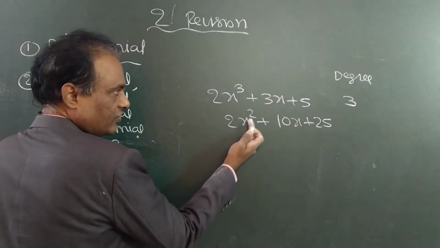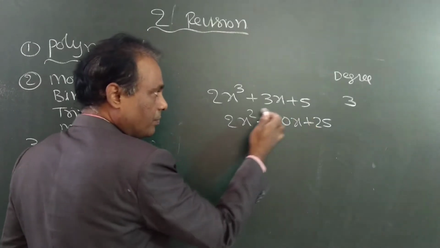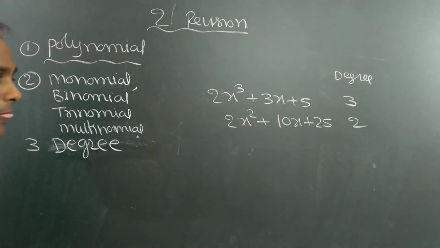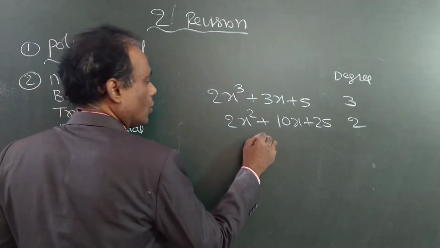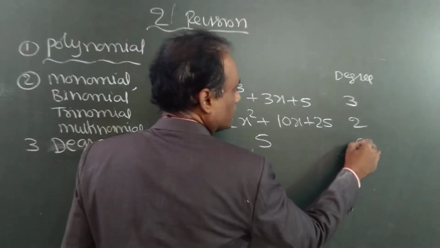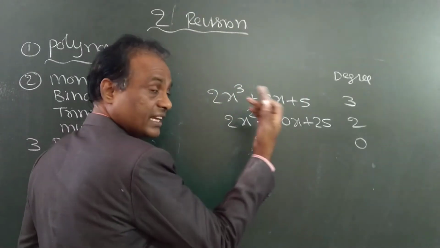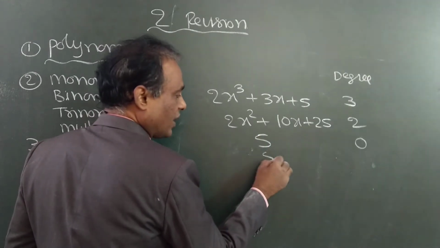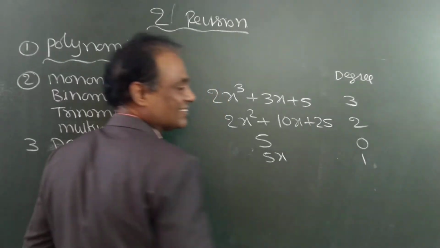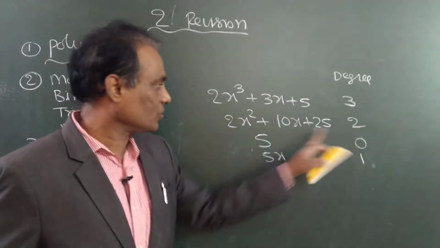The highest power of x is 2. The power is 1, the power is 2, so the degree is 2. Only a constant, there is no x here, so the degree is 0. If there is no x, the degree is 0. Suppose it is 5x, the degree is 1, since x has power 1. Degree 1, degree 2, degree 3, degree 0.